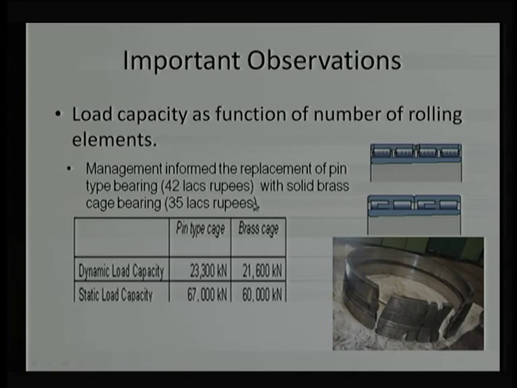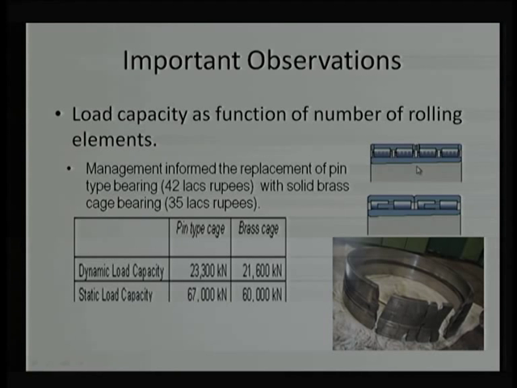When we pointed this out to the company, they said they took this decision from a financial point of view. The bearing with a solid brass cage was lower in cost, roughly 35 lakh rupees, while the pin type bearing at that time cost around 42 lakh rupees. That is more than a 15% change in cost, and they wanted to save money, which is why they changed the bearing type.